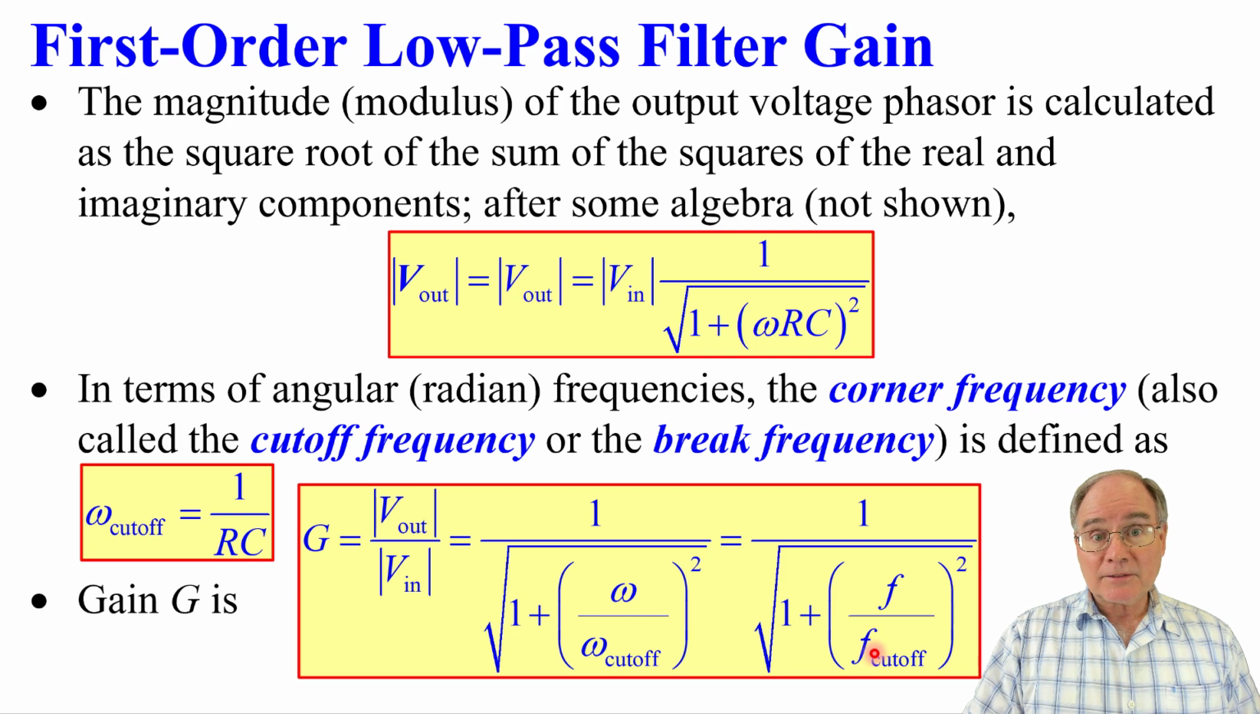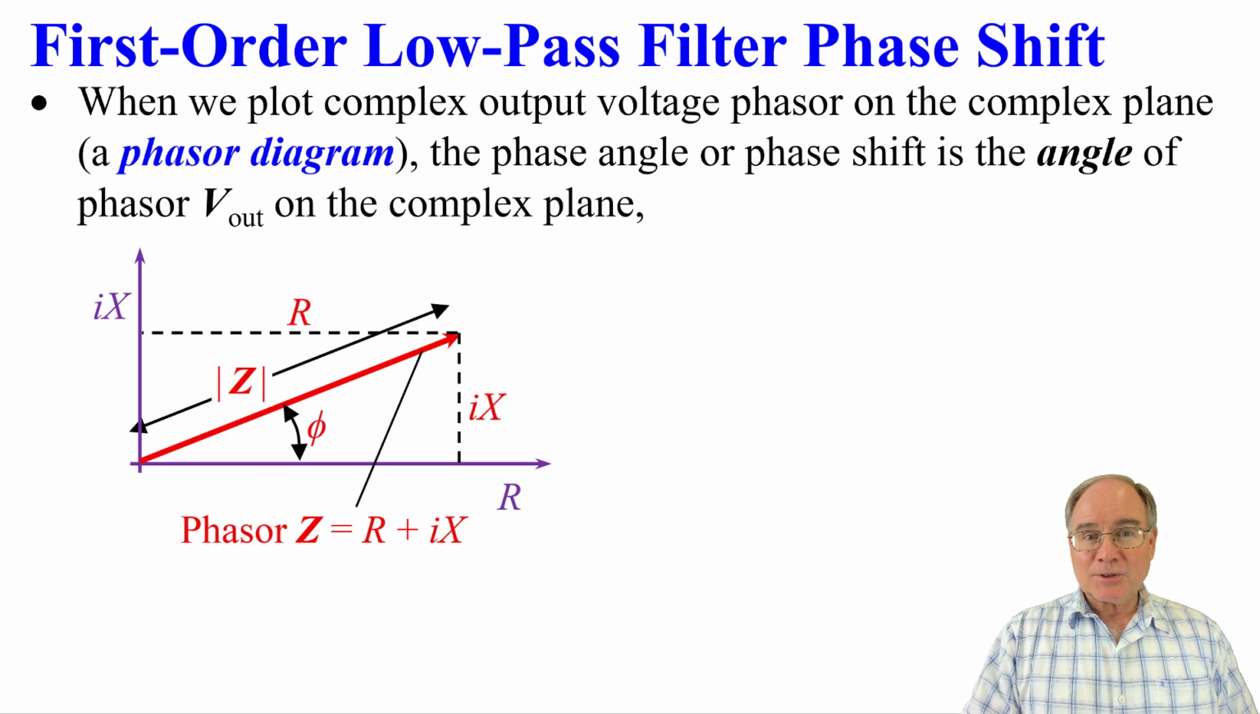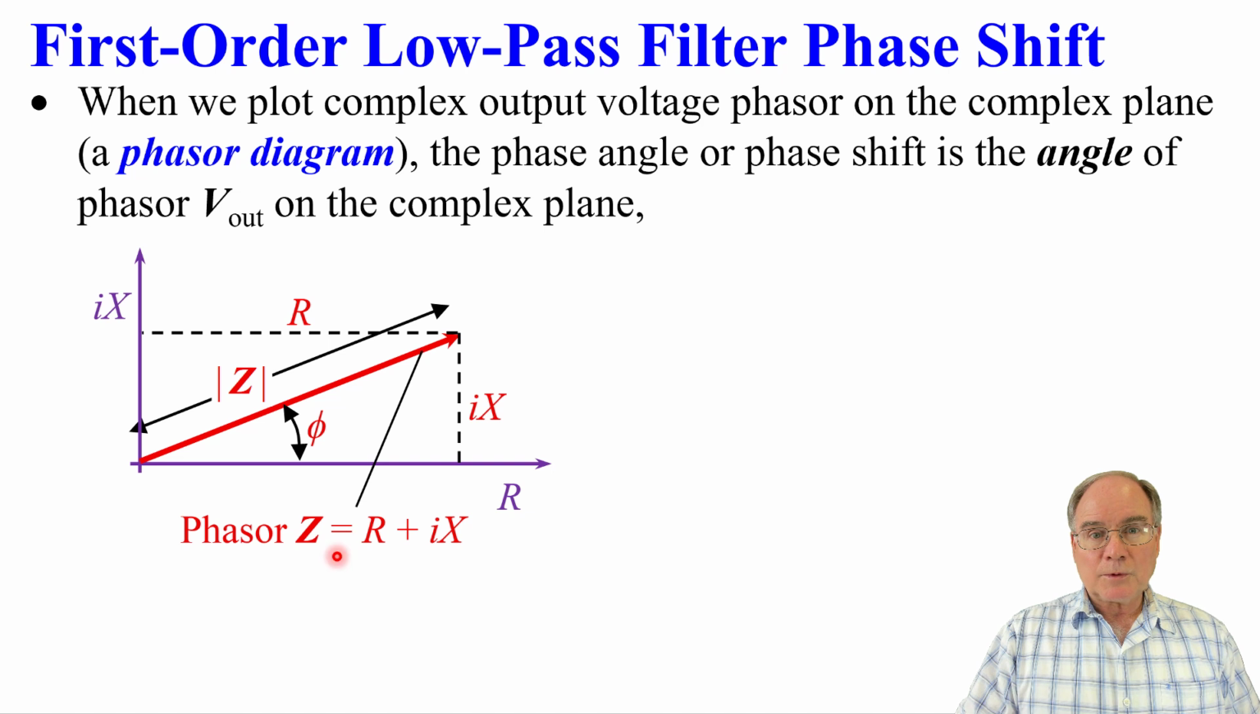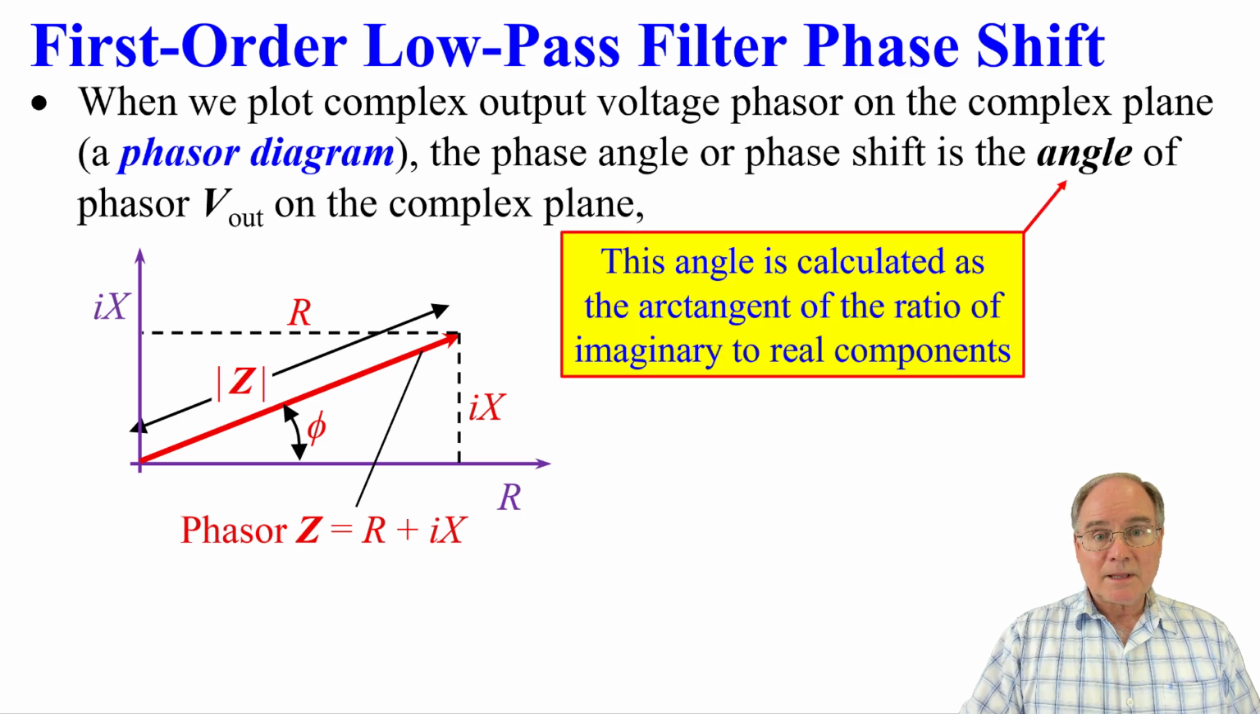Now I introduce a phasor diagram. Recall that phasor Z is made up of a real and imaginary component. We plot the real part on the horizontal axis and the imaginary part on the vertical axis. And we treat the phasor like a vector with a magnitude and an angle, which turns out to be the phase shift, which we've called phi. You can see from the diagram that phi is the arc tangent of the imaginary part over the real part.